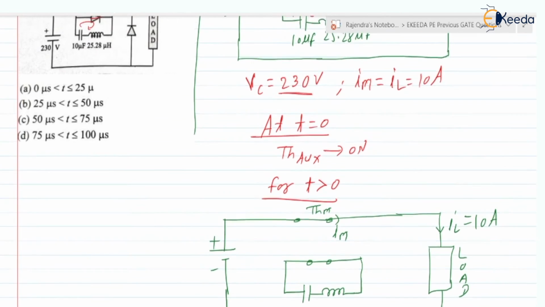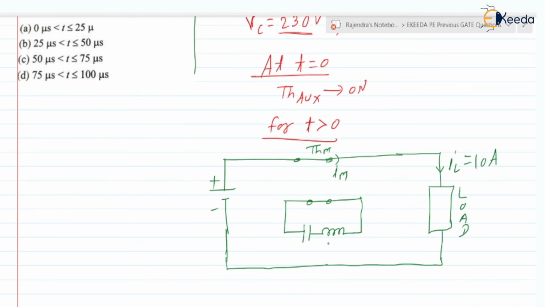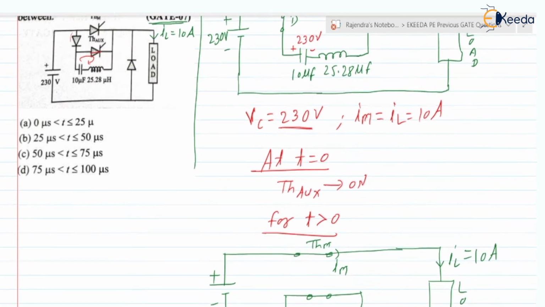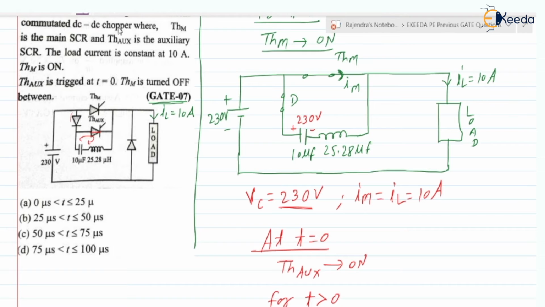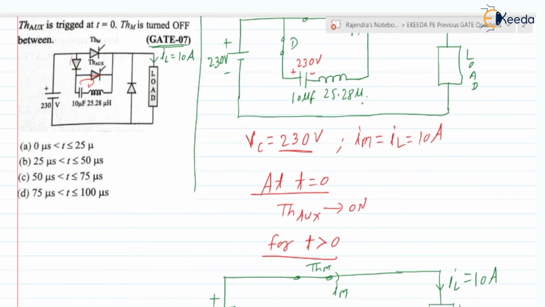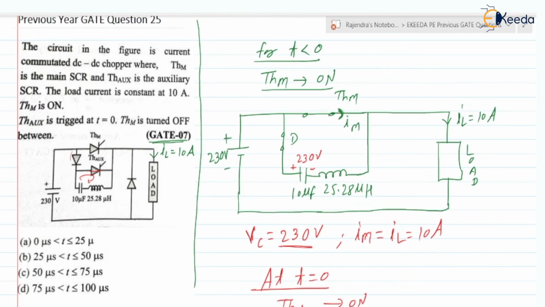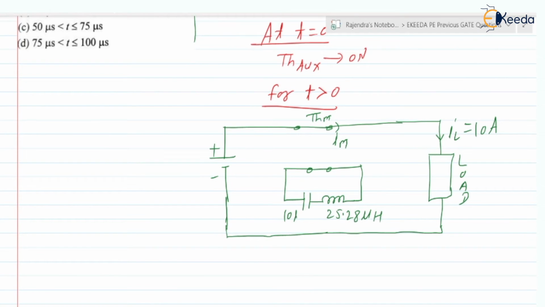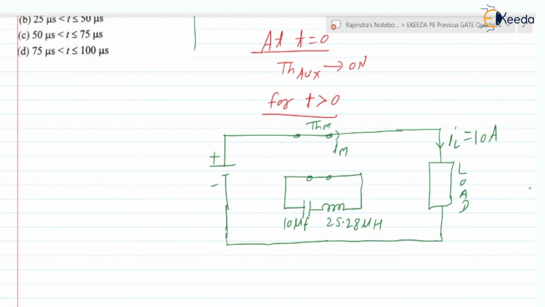Okay, so the inductor value is 25.28 microhenry, Henry here. And the capacitor value is 10 microfarad. Supply voltage is 230 volt. So here the capacitor is discharging, the voltage is 230 volt and the capacitor is discharging.